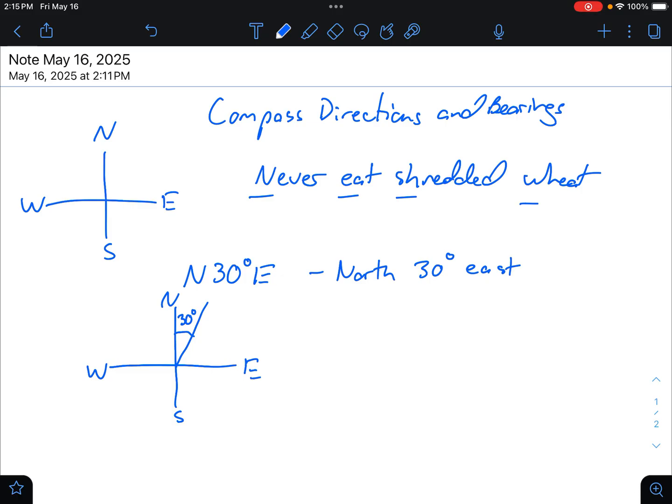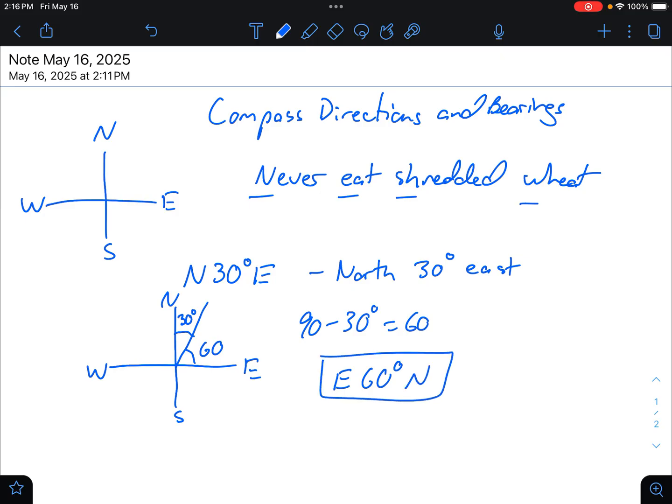Now sometimes in a trig question, you might need to know this angle right here. Maybe this is where your triangle is going to be on the right side. You could just say that it's 90 minus 30 equals 60. So this is 60 degrees right there. There is actually an alternative way of describing this angle. You could say that this is east, 60 degrees north, and it would draw the exact same line. But the top one is the one we're looking at: north, 30 degrees east.